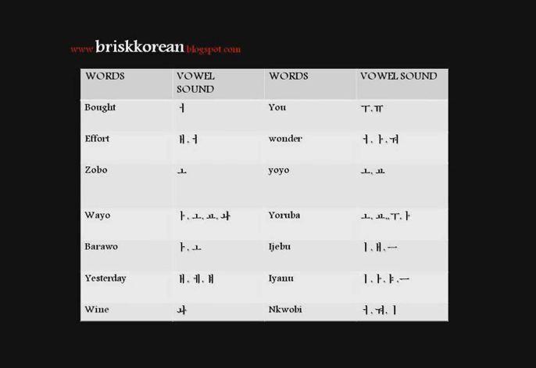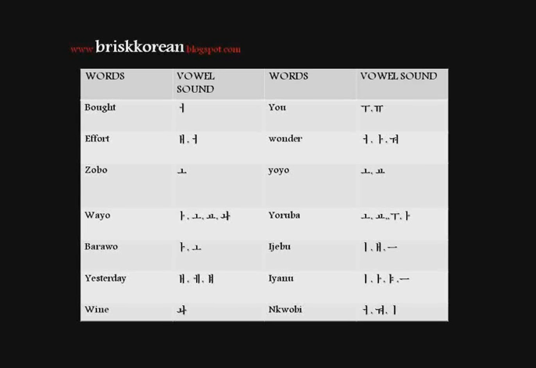All right. Next we have barawo. We have a appearing twice and the o sound. No, don't let the wo fool you. There's no wo sound in Korean language. Okay, so then we have yesterday. We have the e, yeah, and the a. All right. Now wine. We have wa, wine, wa sound. And then in you have u and u.